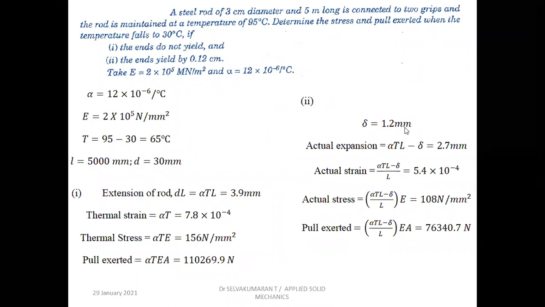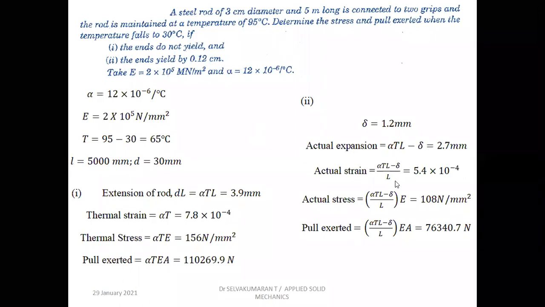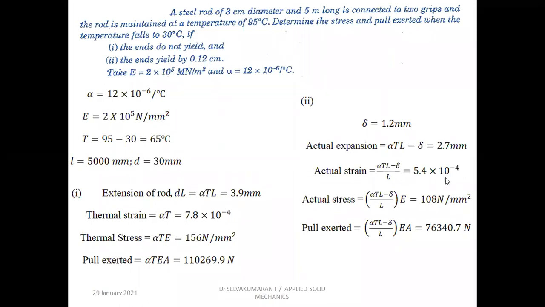Now the second condition: the ends yield by 0.12 centimeter, that is delta equal to 1.2 millimeter. When you consider the yield, alpha T L minus delta would be the actual elongation. Alpha T L we have already calculated as 3.9, so 3.9 minus 1.2 is 2.7. So strain is alpha T L minus delta divided by L, that is delta L by L. So you get 5.4 into 10 power minus 4.